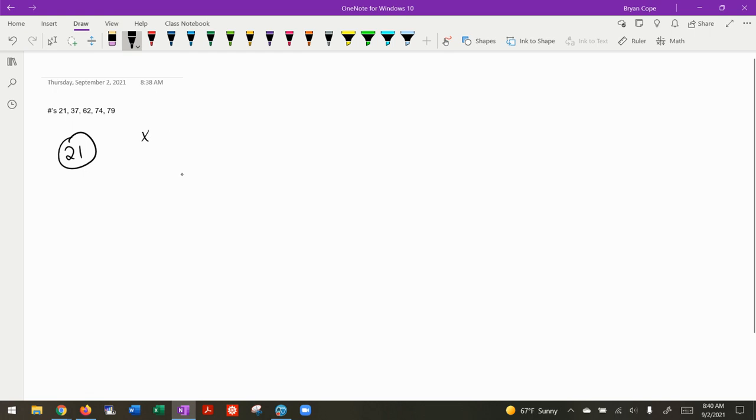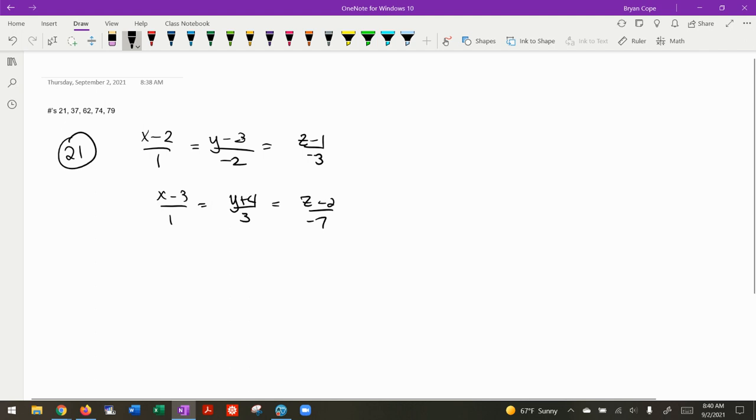So here's the two lines. (x minus 2)/1 equals (y minus 3)/(negative 2). Sorry, that's a 3. Equals (z minus 1)/(negative 3). And then (x minus 3)/1 equals (y plus 4)/3 equals (z minus 2)/(negative 7).